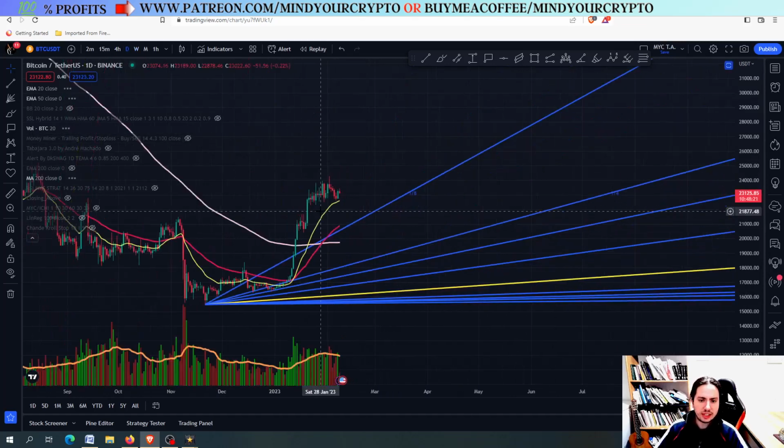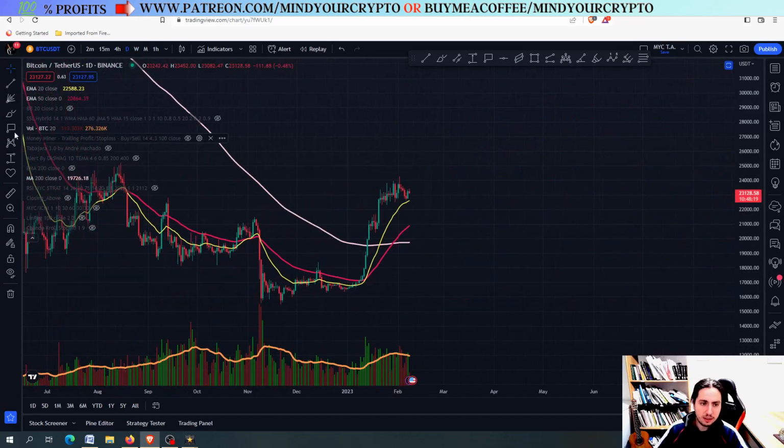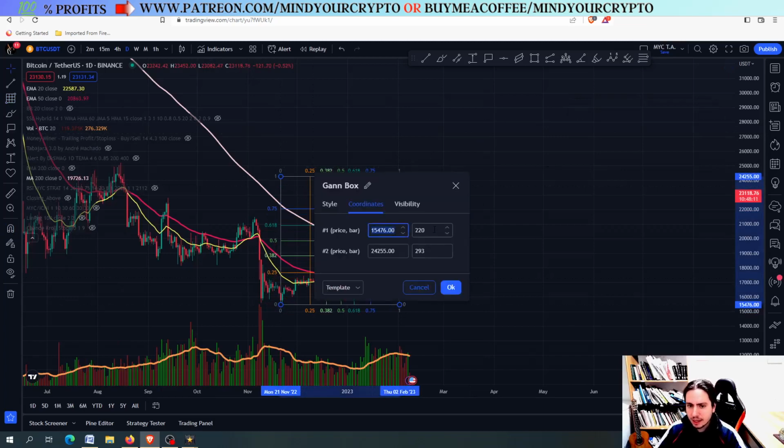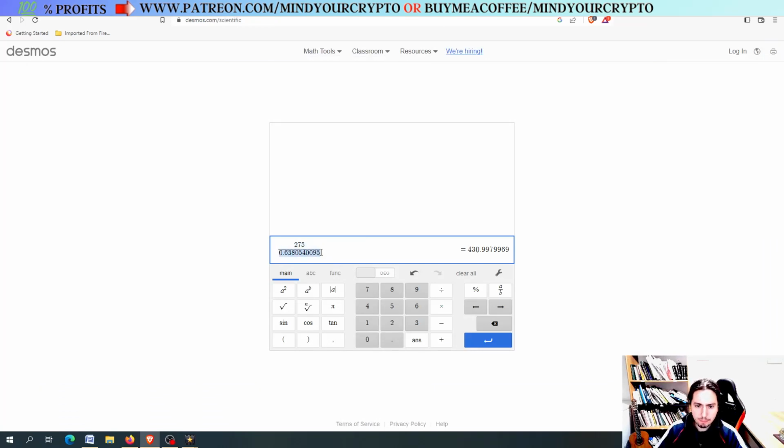If we wanted to go to the daily frame, this would change slightly, right? What I mean by that is if we redraw the GANN box from the bottom to the top, you will see that the prices remain the same, but the bars are different. So I'm going to copy this number, okay, because it is the same, and I'm going just to divide it with a 220. So we are going to have a different result right here. 344.7.